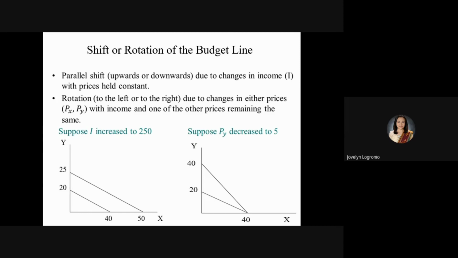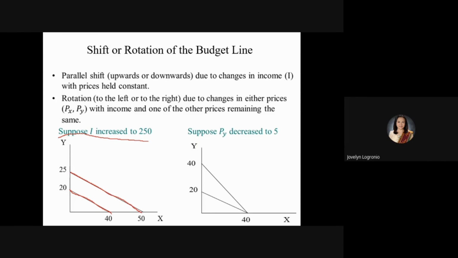A budget line can shift or rotate. Okay, suppose I increase income to 250. From 200, giging 250. So, what happens to the diagram now? Diba, from 20 to 40, ito yung initial. 20 yung maximum Y, 40 yung maximum X. As income increases to 250, the new budget line now is this one. Ibig sabihin, class, the new budget line shifts. Nag-shift, so there is entire shifting of the budget line as income of the consumer increases.